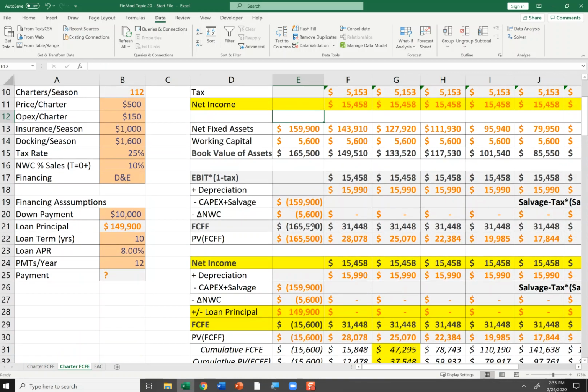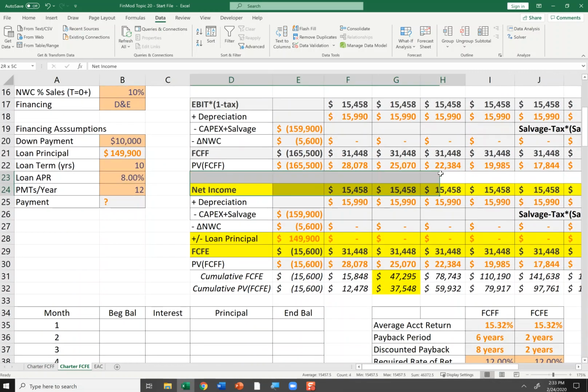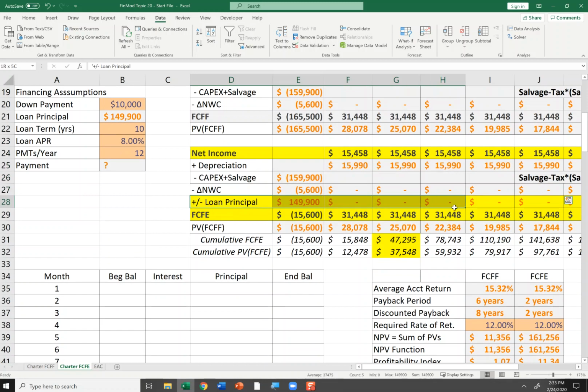And then when I calculate free cash flows, I'm going to start with net income. And if I get free cash flows to equity, I'm going to start with net income. I'm going to add my three categories before: depreciation, CapEx, salvage, and net working capital. But I inserted a new row here, and these are the loan principal cash flows. So basically, I'm just going to account for the interest and principal cash flows and call that FCFE. And that's really the out-of-pocket cash flows if I were to get a loan.